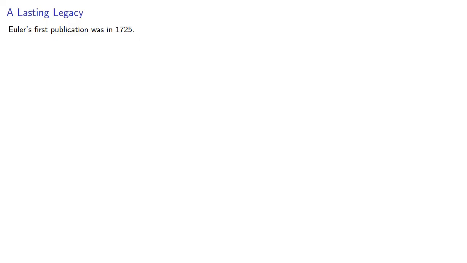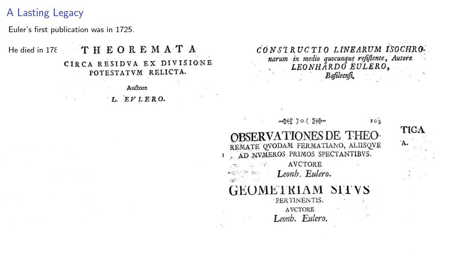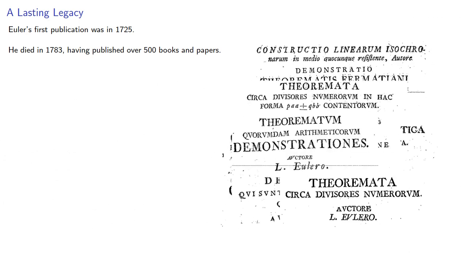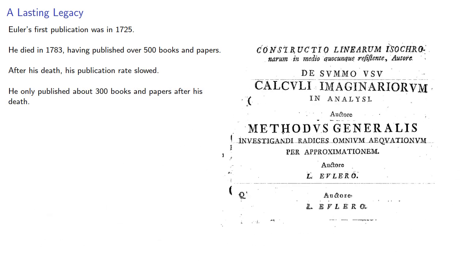Euler's first publication was in 1725. He died in 1783, having published over 500 books and papers. After his death, his publication rate slowed, and he only published about 300 books and papers after his death.